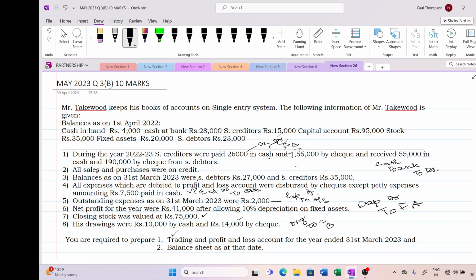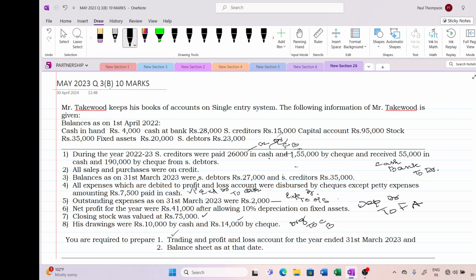Mr. Takewood keeps his books of accounts on single entry system. The following information is given. They have given the opening balances. He keeps his books of accounts on single entry system. It means incomplete records. They have given some transactions, some numbers are given, and then you are asked to prepare trading account, P&L account and balance sheet.